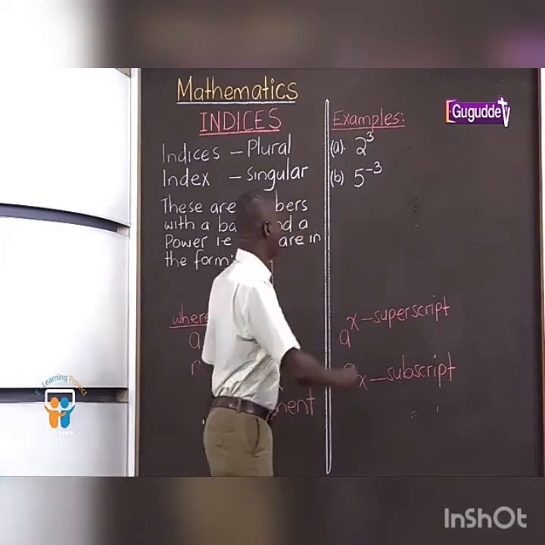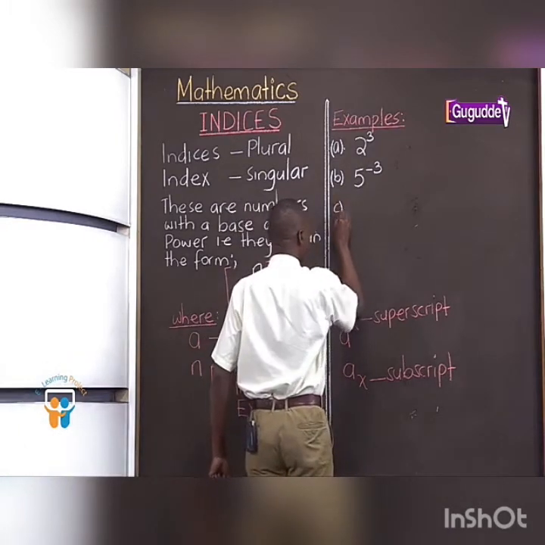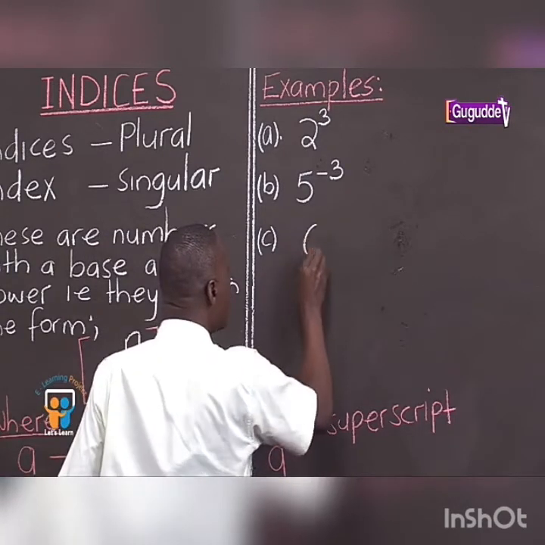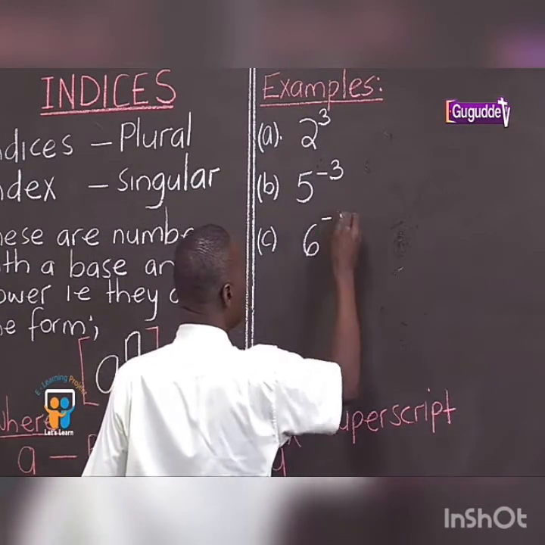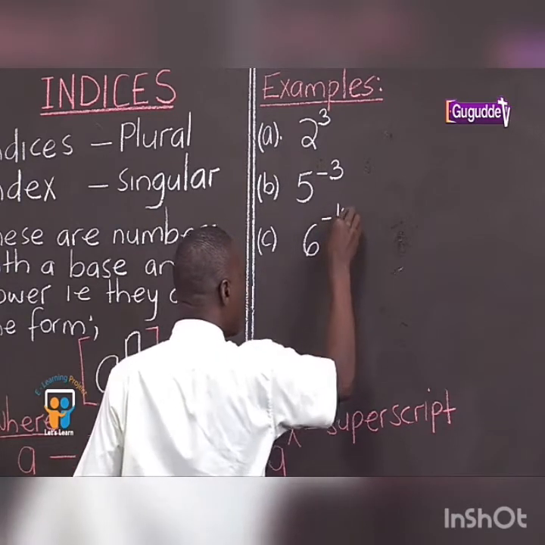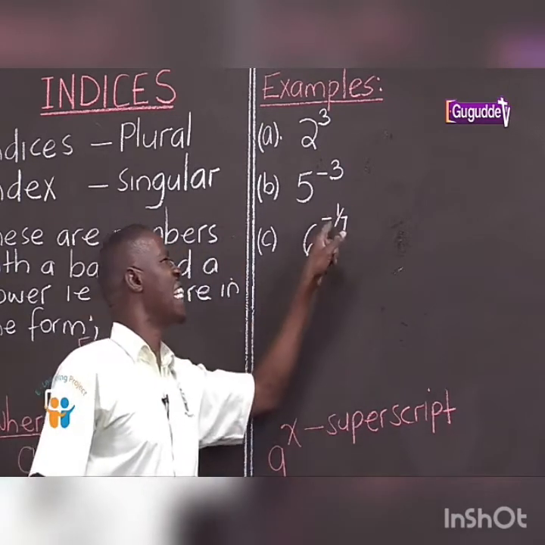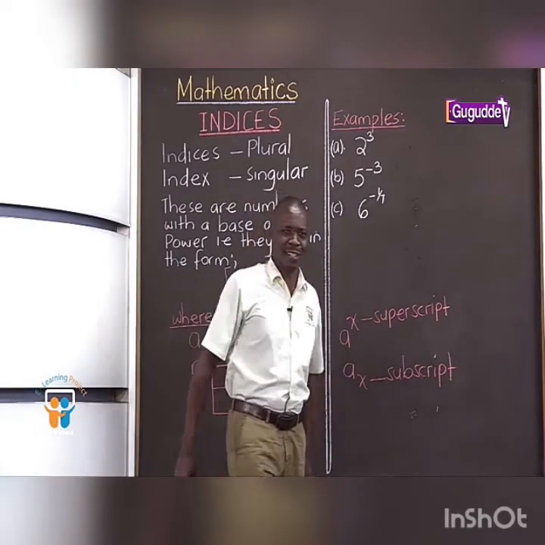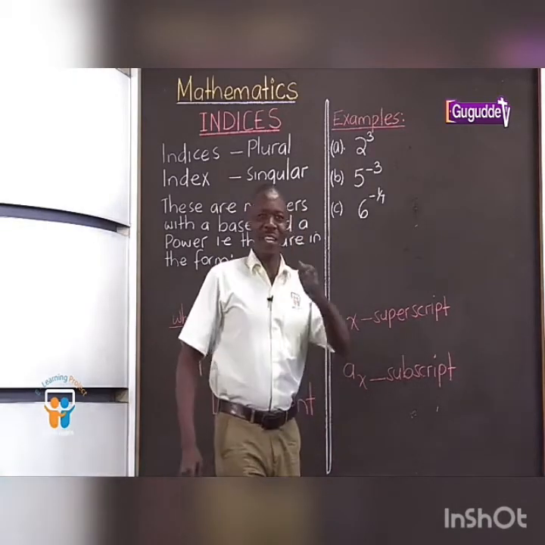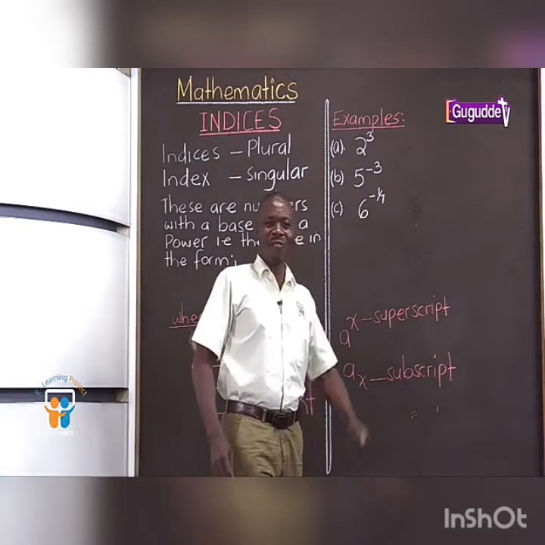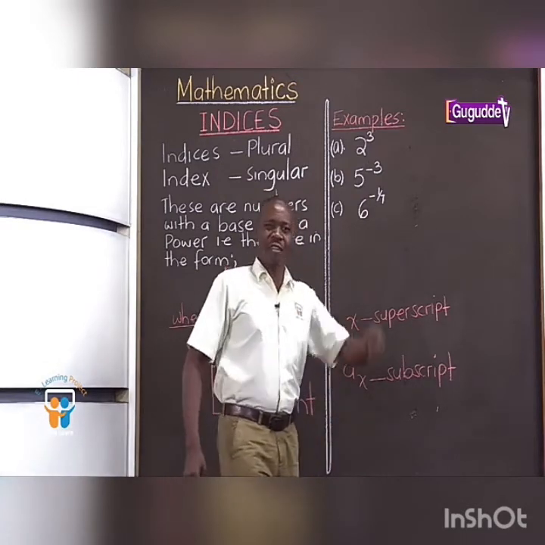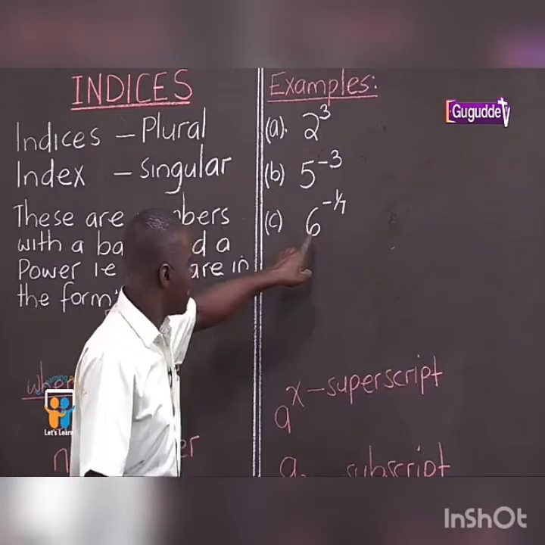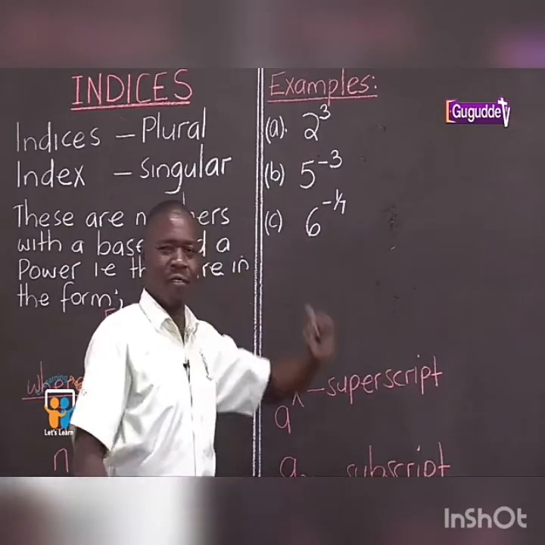Another one is calling and saying, Mr. Examiner, sir, give me also an opportunity. We can have 6 to the power negative 1/7. This one is negative 1/7. Everyone, negative 1/7. Some are finding problems there. Negative 1/7. Good. So we have another example here, 6 to the power negative 1/7.